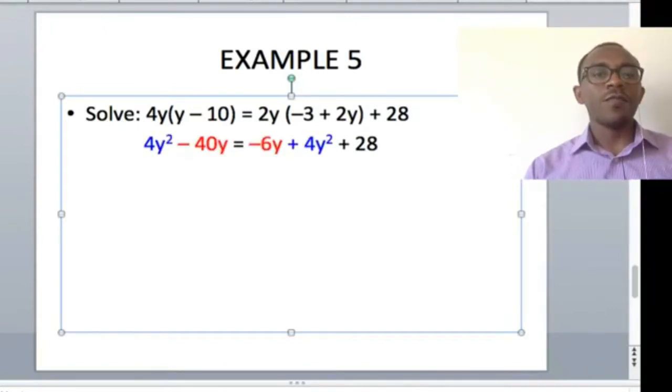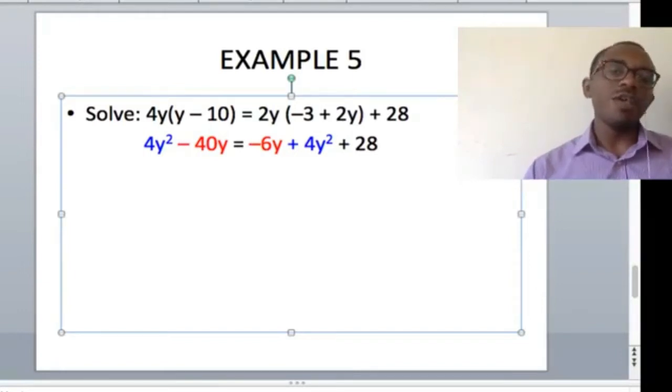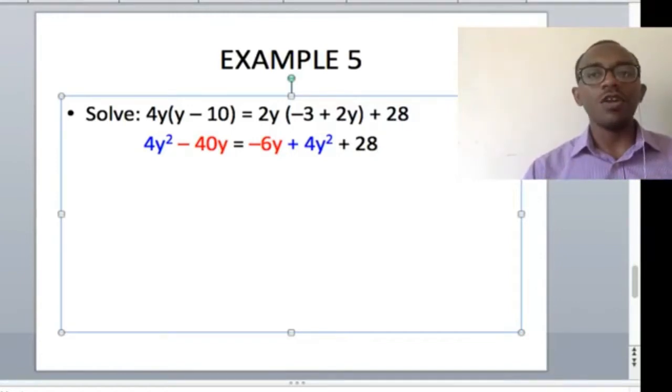Okay, here's the answer. 4y times y is 4y squared. 4y times negative 10 is negative 40y. 2y times negative 3 is negative 6y. 2y times 2y is 4y squared. And the plus 28 was just by itself, so the plus 28 is still by itself. If you had this as your answer, give yourself a plus. If you didn't, don't worry, you will catch it and make sure that any mistake you made, you don't make the mistake again on any other practice. And get the lesson today. Now is the time to make your mistake. Now is also the time to fix and learn from your mistake. Okay?